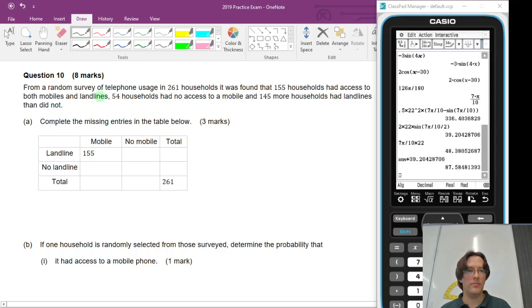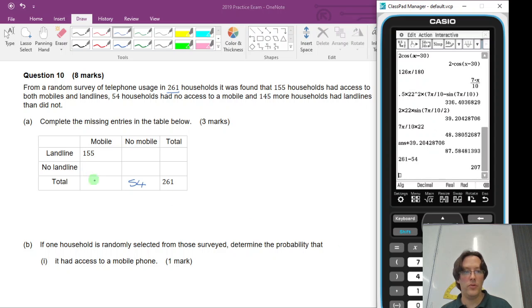Okay, so from a random survey of telephone usage in 261 households, 155 households had access to both mobiles and landlines. 54 had no access to a mobile, and 145 households, more households had landlines than did not. This one's actually a bit of an annoying one to fill out, but 54 had no access to a mobile, so I can put a 54 down there. That means I can put in a 261, take 54, 207 on this side.